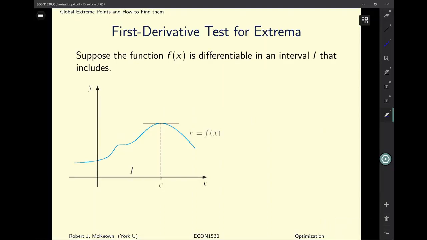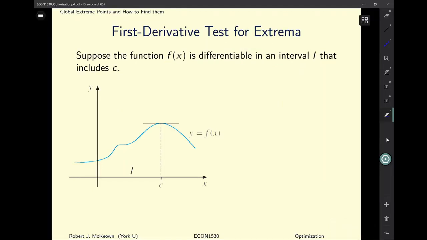Now let's focus at the top. We're going to suppose that we have a function f of x, and it's differentiable, so it's not allowed to have any kinks, no places where the derivative does not exist, where it's not defined, on some interval that we're interested in. And this should say interval that includes c. Now we've got a diagram here.